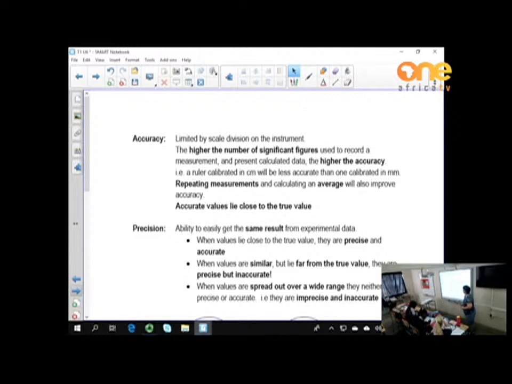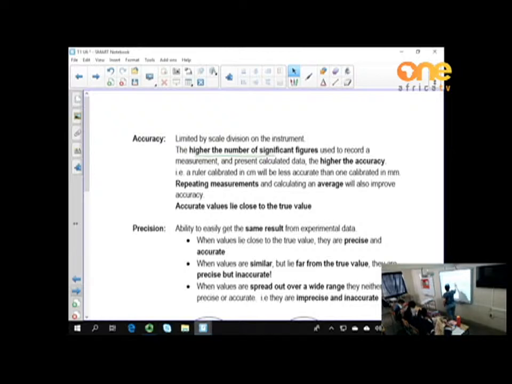Accuracy. The accuracy of your instrument is limited by the divisions that it's calibrated in. You can never be more accurate than the instrument, because if it is calibrated in millimeters, you cannot be more accurate than that millimeter, because that millimeter already has an error on it. So I can't say 15,275 millimeters. That's totally absurd, a ridiculous answer, because the millimeter is already inaccurate.